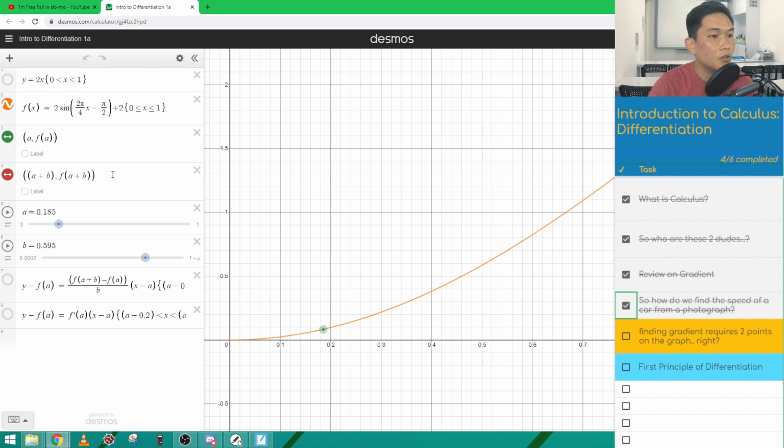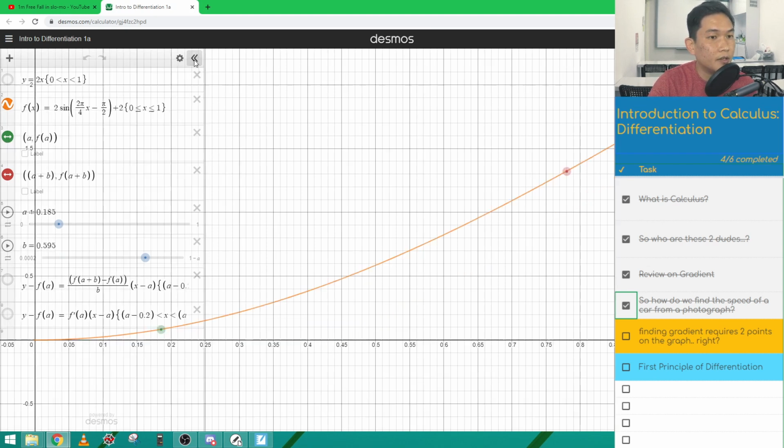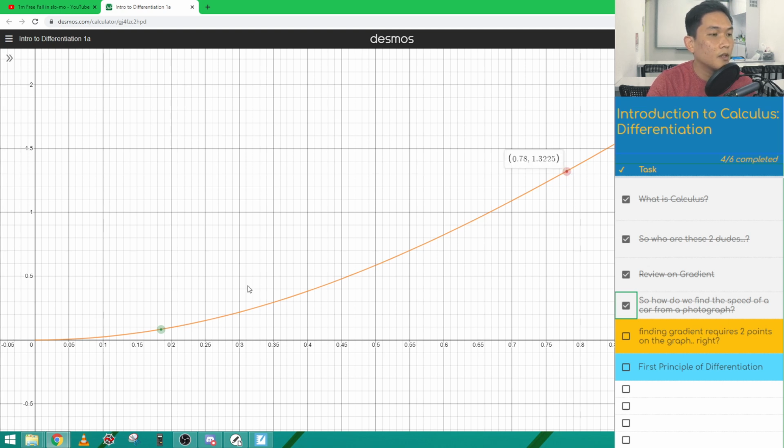Okay, right. So over here, we have 2 points. I need to hide the sidebar so you can see the other point here. I have 1 point here, 0.185. So at 0.185 seconds, our green point over here, the apple is 0.0839 meters from the tree. And the second point says that at 0.78 seconds, the apple is 1.3225 meters away from the tree.